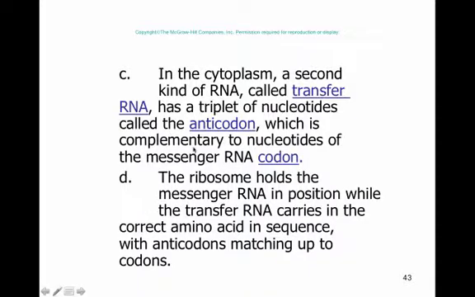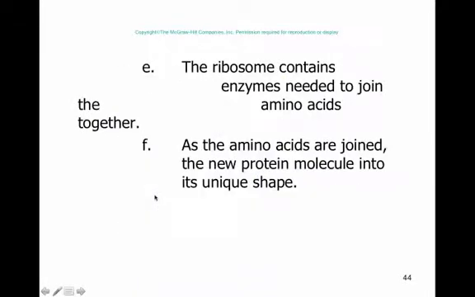The ribosome contains enzymes needed to join the amino acids together. So the tRNA is bringing the amino acid to the ribosome, and there's a protein that will join those amino acids, make a peptide bond. And once they're joined, that's when you have the new protein molecule.